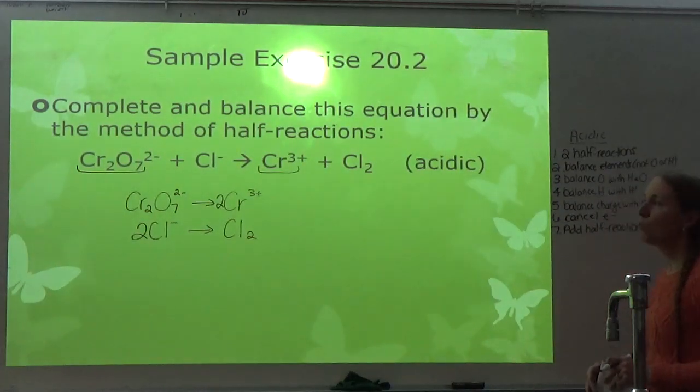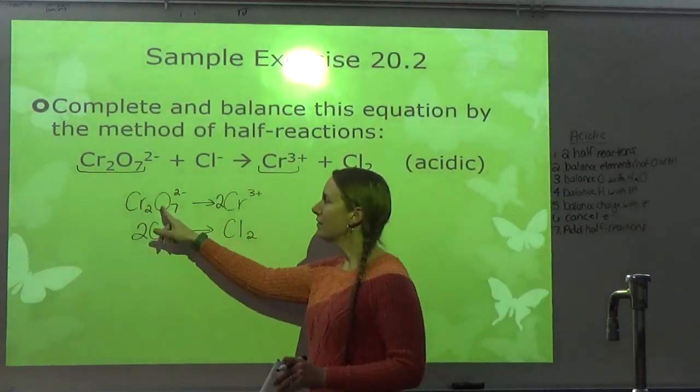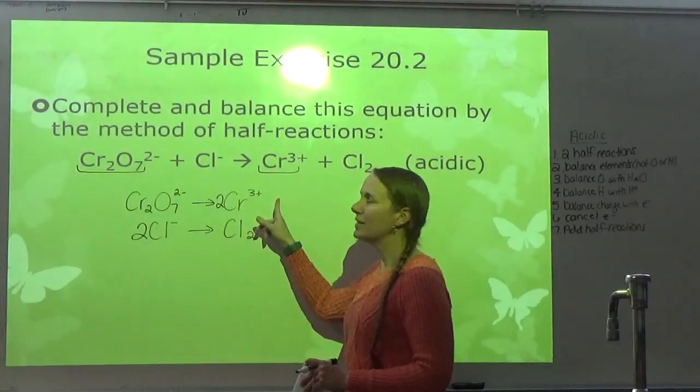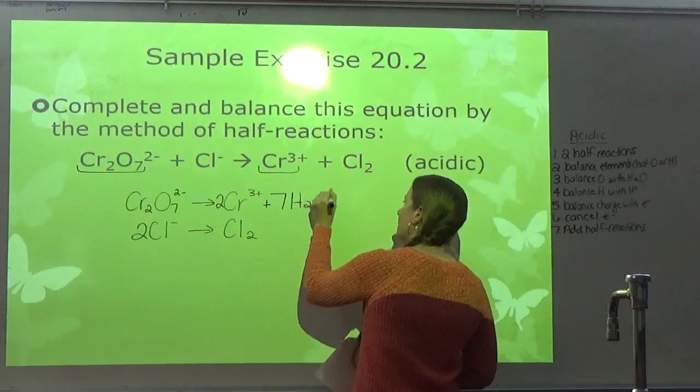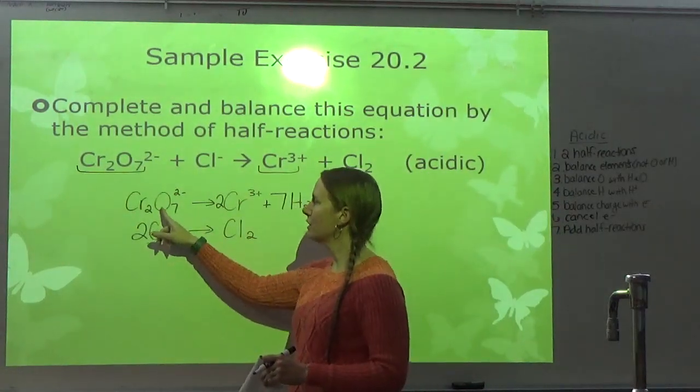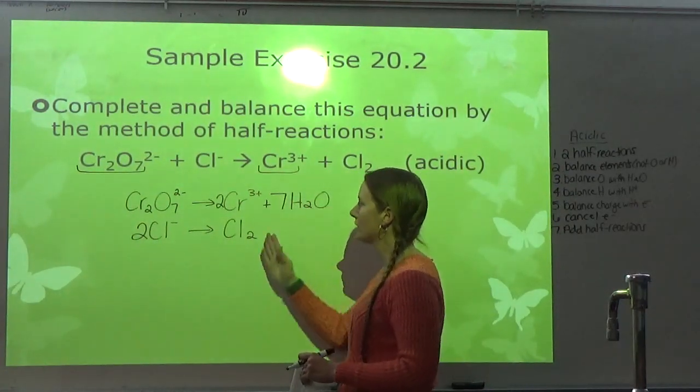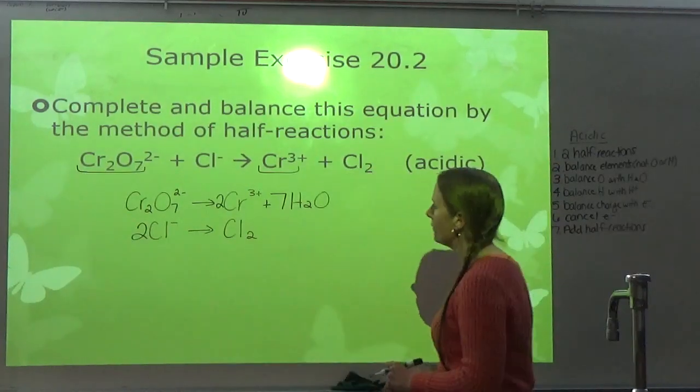Balance O with water. See how I have 7 O's on this side, but I don't have any over here? That's where I need to add 7 waters, because now I have 7 O's and 7 O's. I don't have any O's down here, so I don't have to worry about it.